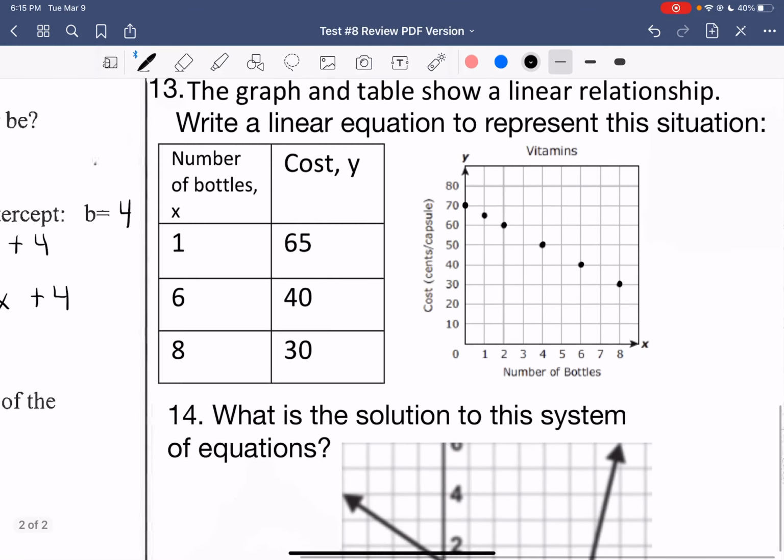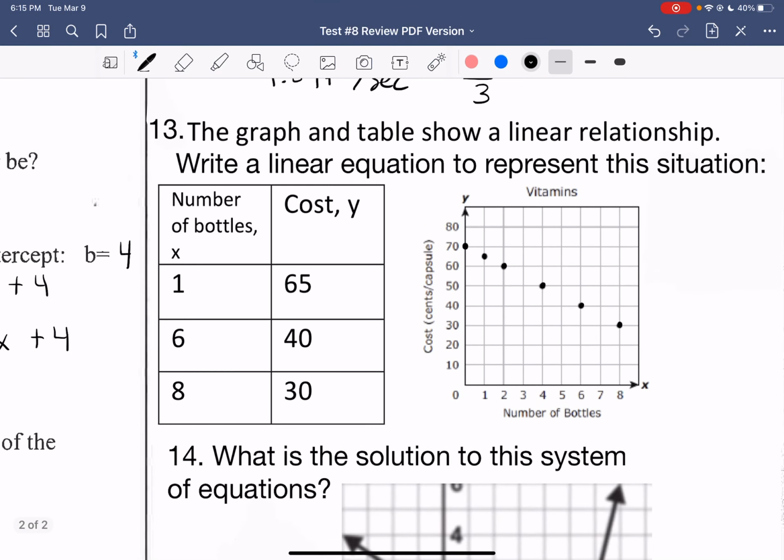All right. Number 13, the graph and table show a linear relationship. Write a linear equation to represent this situation. So you could go about doing this multiple ways. You could use the slope formula, so if you choose to do that, you could label x1, y1, x2, and y2. Or you could do a rise over run on the graph. So I'm going to do both.